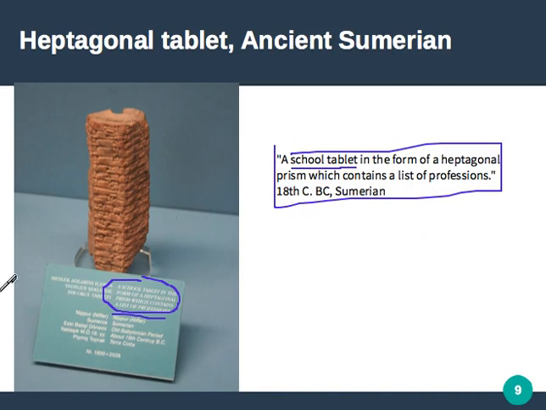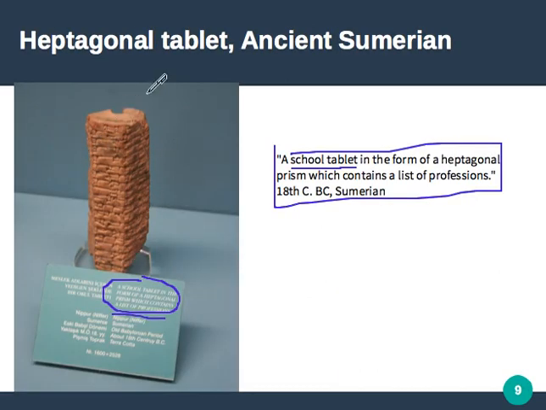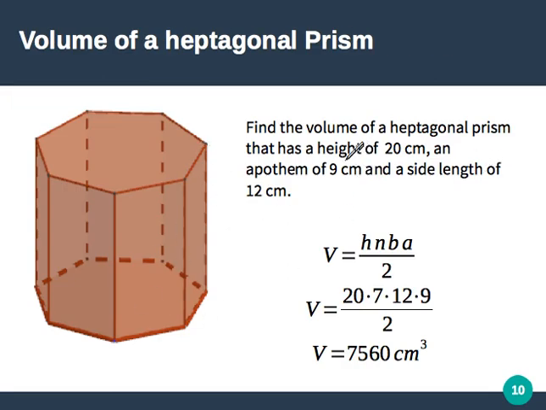Alrighty guys, so let's continue. Let's suppose that we want to calculate the volume of this shape. Let's say that we want to find the volume of a heptagonal prism, because this has the shape of a heptagonal prism. Let's say that the height is going to be 20 centimeters, from here to here. And it has an apothem of 9 centimeters, which is the length that goes from the center to the middle of one of the sides, and a side length of 12 centimeters, which is going to be from here to here.